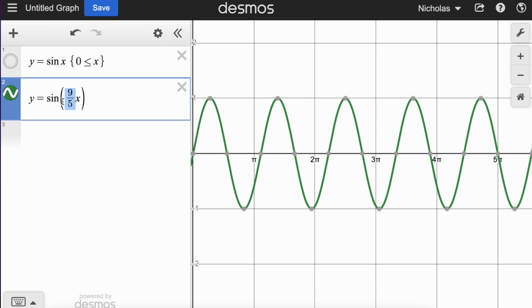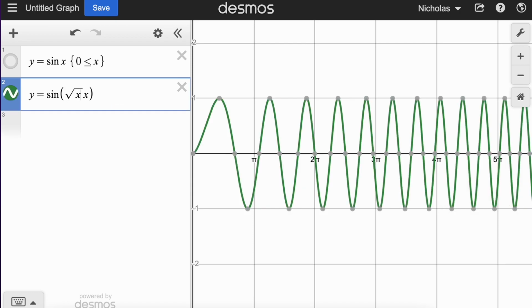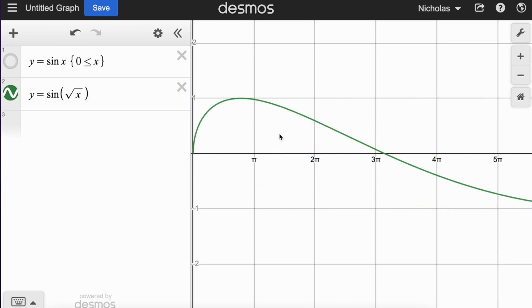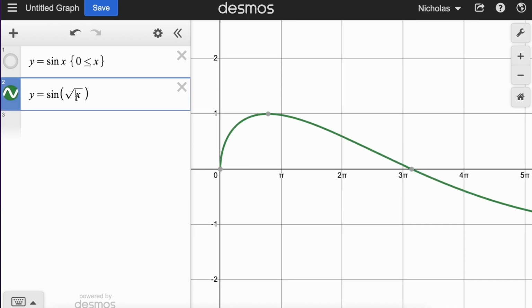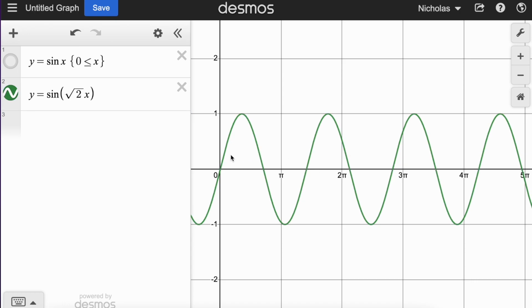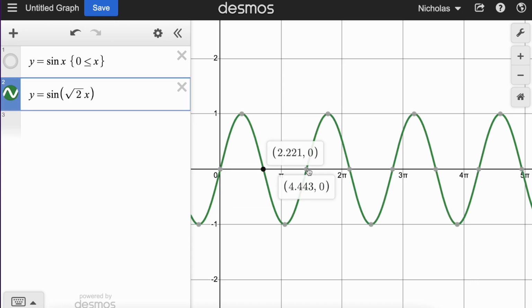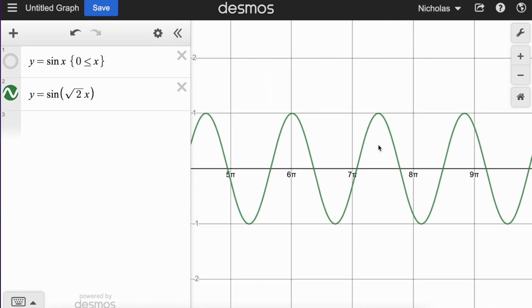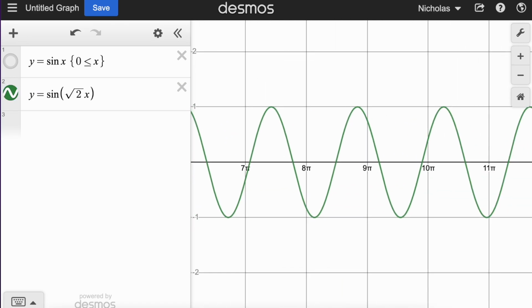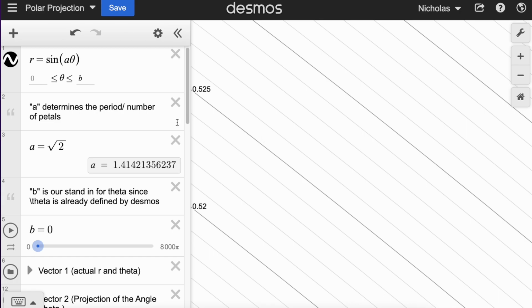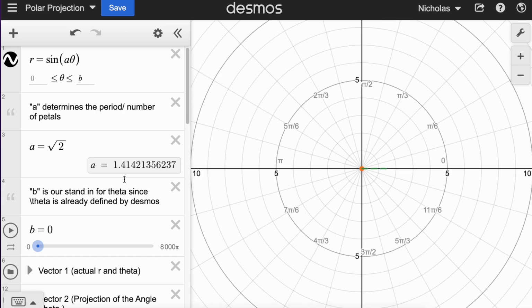If I did square root 2x, I challenge you to find somewhere on this graph where this actually cycles up with a pi. And it just won't. So kind of an interesting fact. But that's probably a little extra.